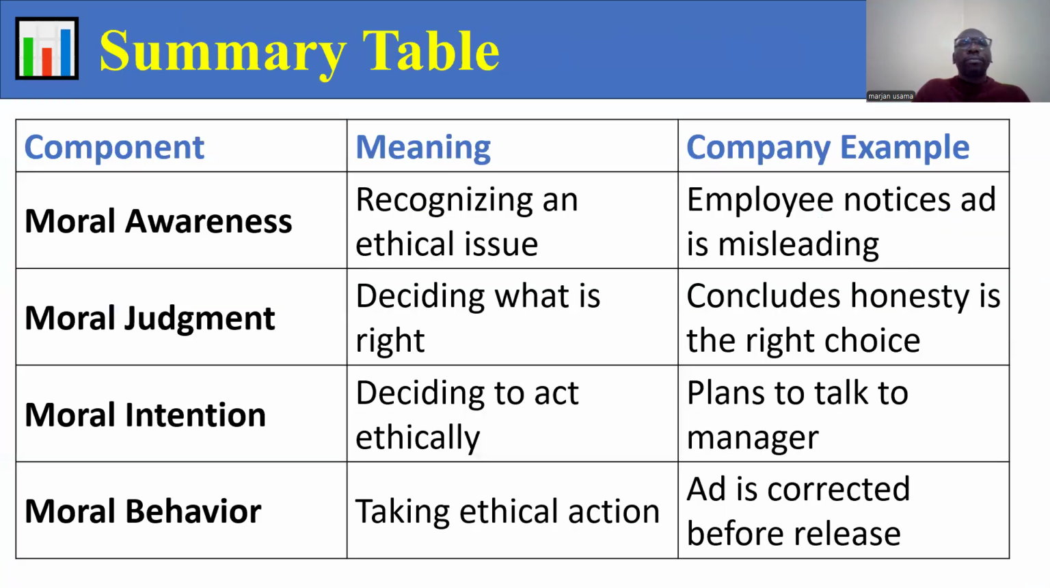Okay, now this is just a summary of the model. So moral awareness, you recognize an ethical issue. Number 2, moral judgment, deciding what is right. Moral intention, deciding to act. Then lastly, moral behavior, taking ethical action. Actually doing what is right. And this is what integrity is all about.